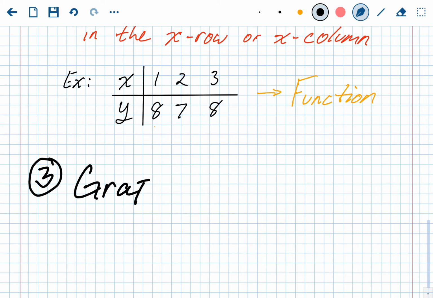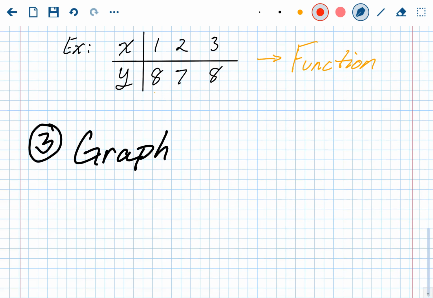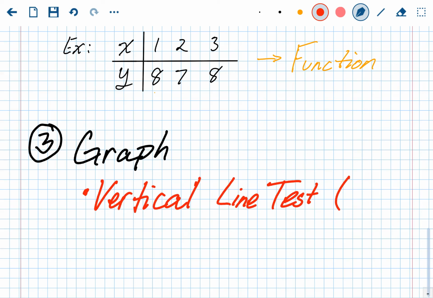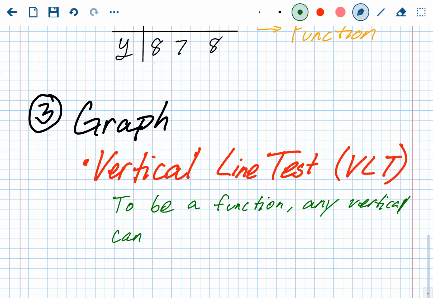So the graph has this test that we use. It's called the vertical line test. I usually abbreviate it as VLT. So the vertical line test states that to be a function, any vertical line that's drawn on the graph, so any vertical line that you can draw, can only pass through the graph one time.